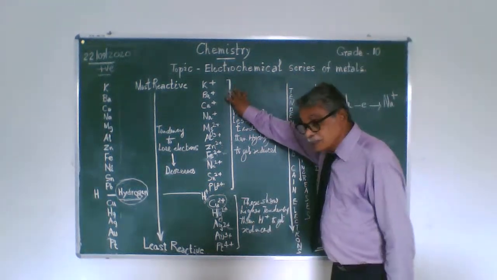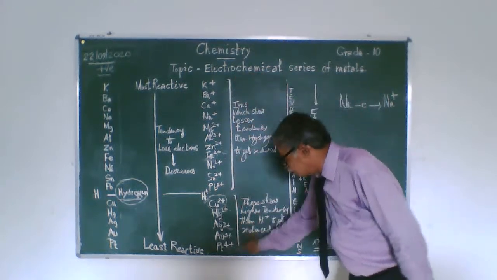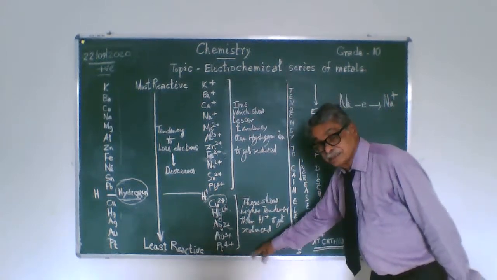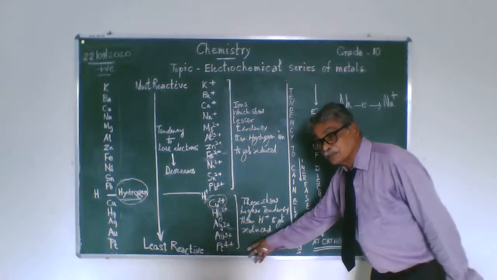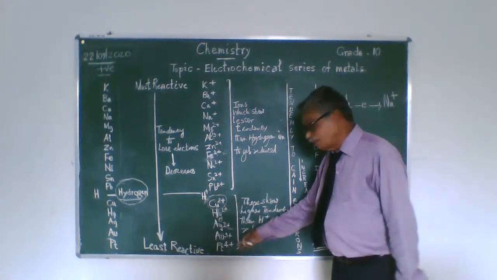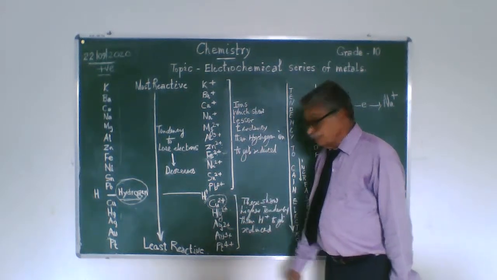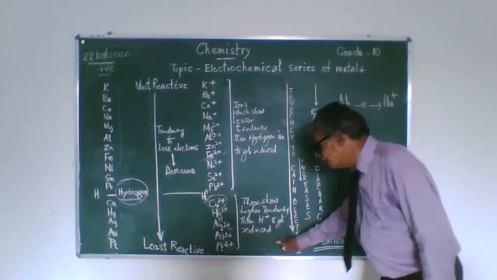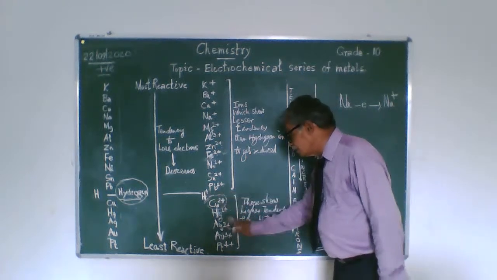So these elements' tendency to gain electron is also from top to bottom. This has the greatest tendency to gain electrons: platinum, gold, silver, mercury, copper. These have the greatest tendency to get reduced, greater tendency than hydrogen to get reduced.